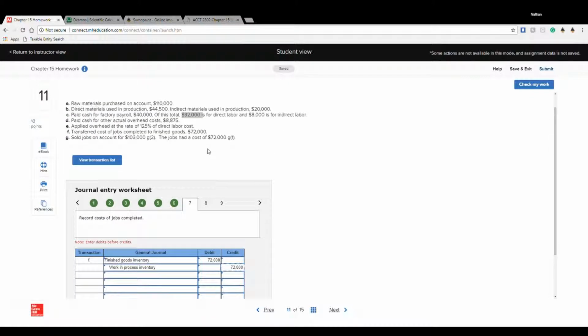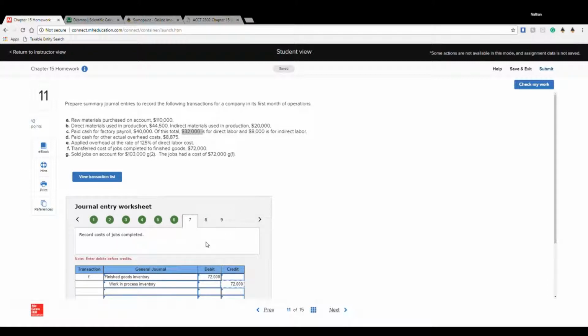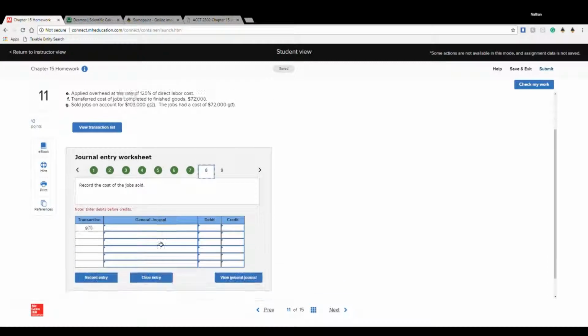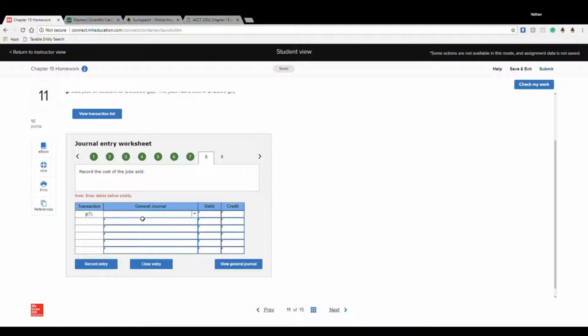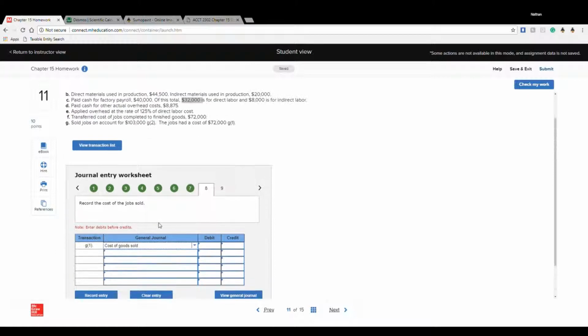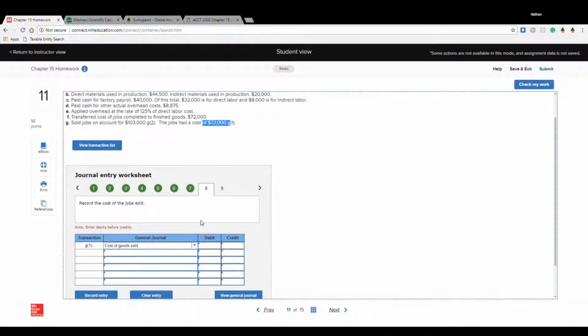Okay, so I can already tell 8 and 9 are going to be two different jobs. So the first one is doing the cost of the job sold. So again, that just basically means the cost is now heading to cost of goods sold because the job was sold. And it's going to always be the cost right there, 72,000.